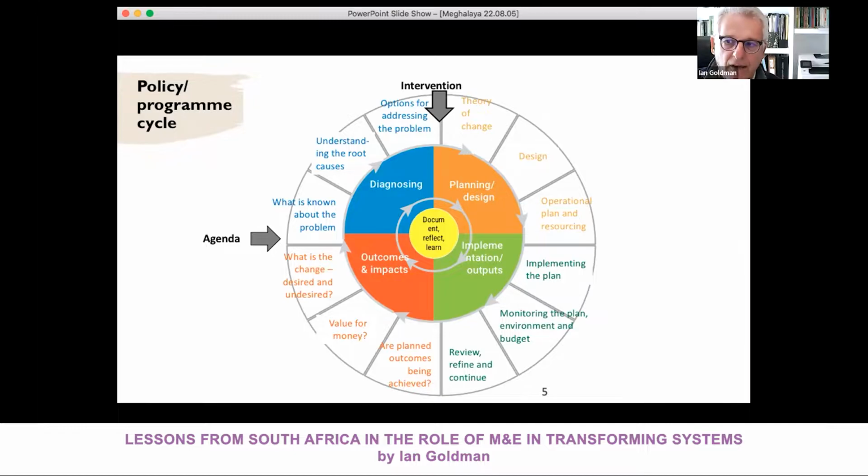That's a nice example. Can I invite you to think about the fact that you haven't gone through what is known about the problem? You haven't gone through understanding the root causes and considered options. So what problems might that cause? You want to go? Yeah.